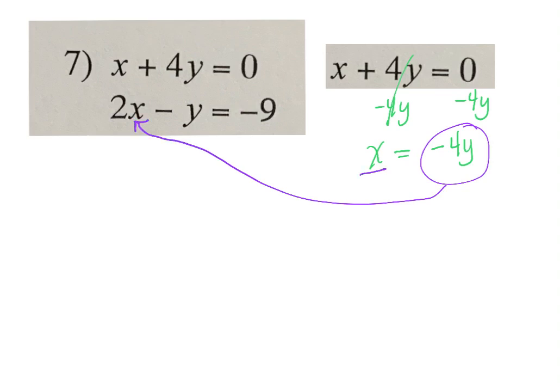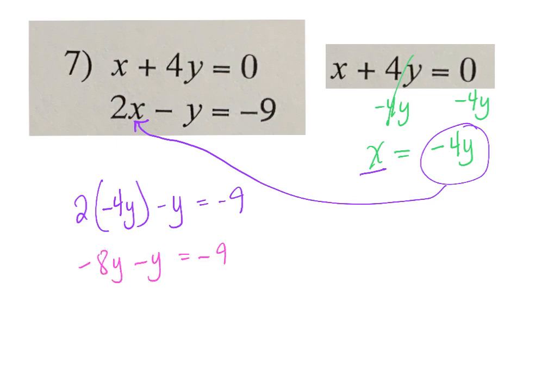So since x equals the -4y, I'm going to go to my second equation. Instead of writing x, I'm going to write 2 times -4y minus y equals -9. This is not even distribution. This is just multiplication, right? 2 times -4y is -8y minus y equals -9.